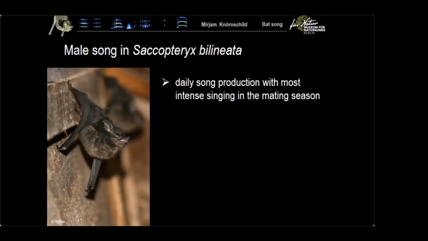Male song in Saccopteryx bilineata is comparatively easy to study because males actually sing every day throughout the whole year. So this is a neotropical species, meaning that the social groups stay together throughout the whole year. The social life is not interrupted by migration or hibernation. And as a consequence, males sing every day, but they sing, of course, most intensely during the mating season.